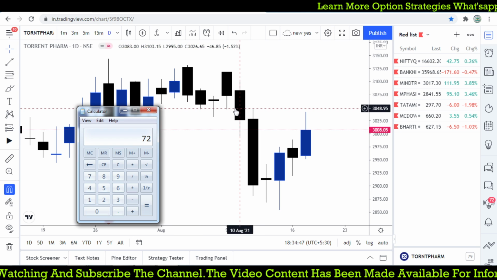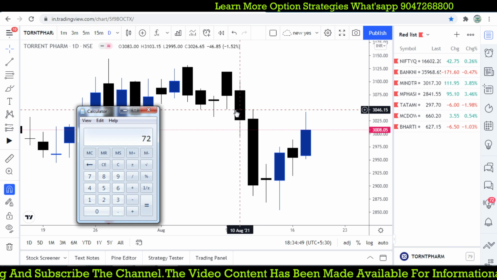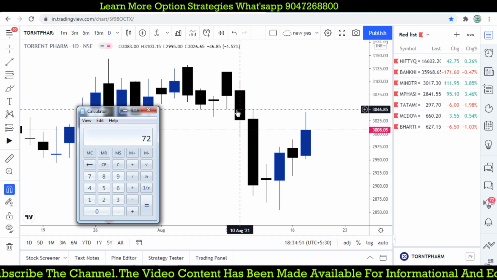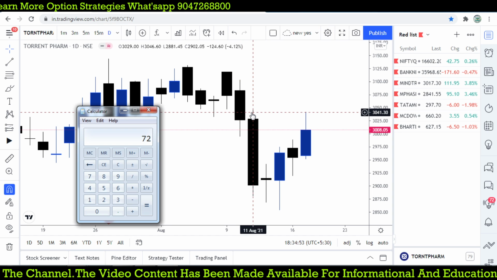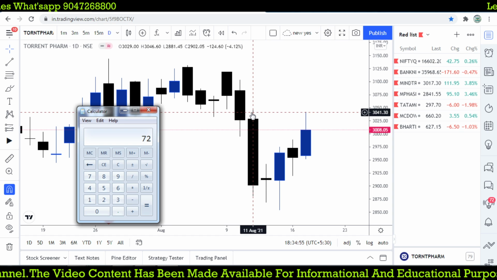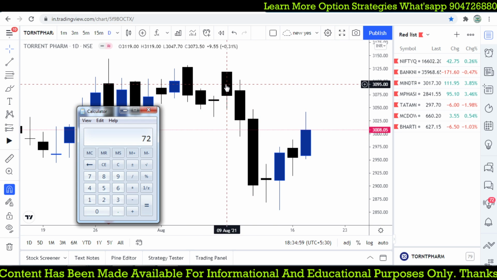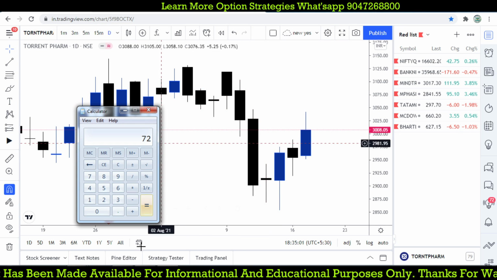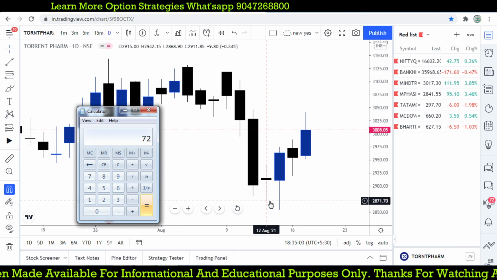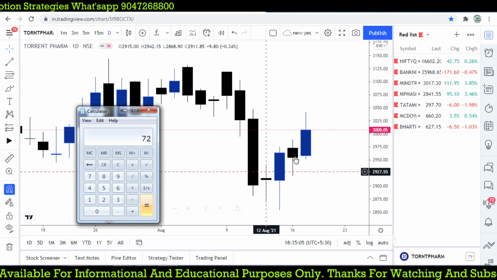So from that entry point, the same day it comes to near about 2295. The next day, the stock fell down to 2881 from 3047. So almost 160-70 points profit. And again, it made a doji at low, and now it is coming down and it recovered back.